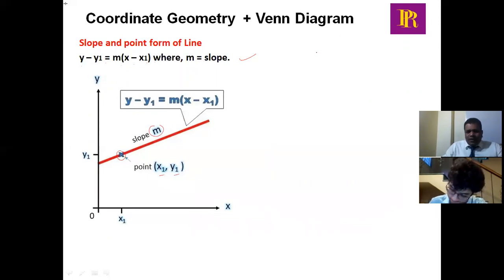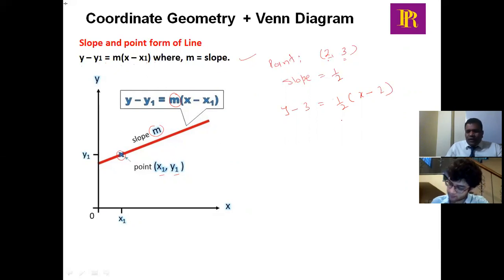I will take one example. Let us say the point given is 2, 3, and the slope of the line could be anything. Let me take 1 by 2. So can you tell me the equation of the line? Yes. y minus y1, what is y1? y minus 3 is equal to the slope m, which is 1 by 2, in bracket x minus x1, which is 2. x minus 2.